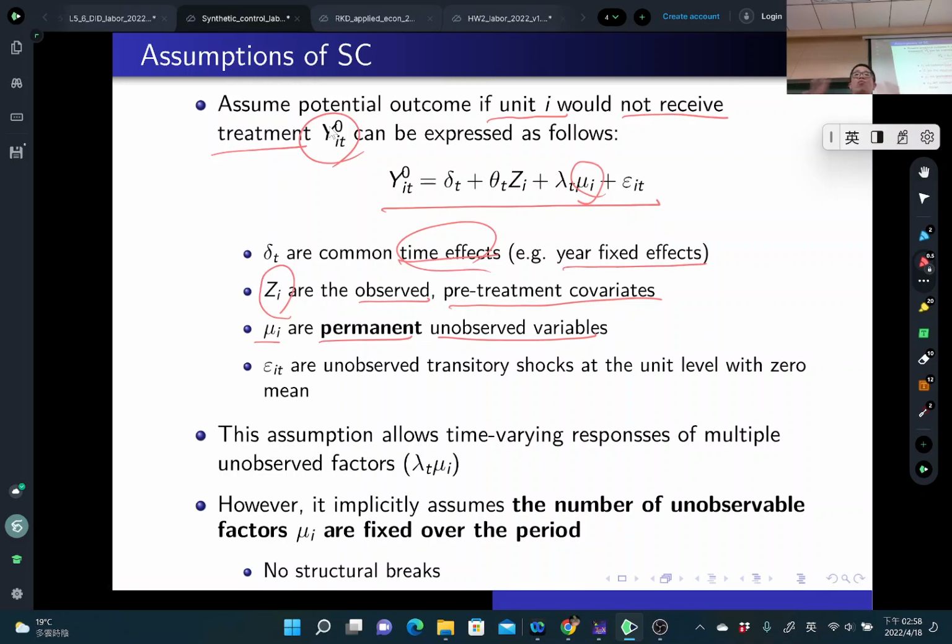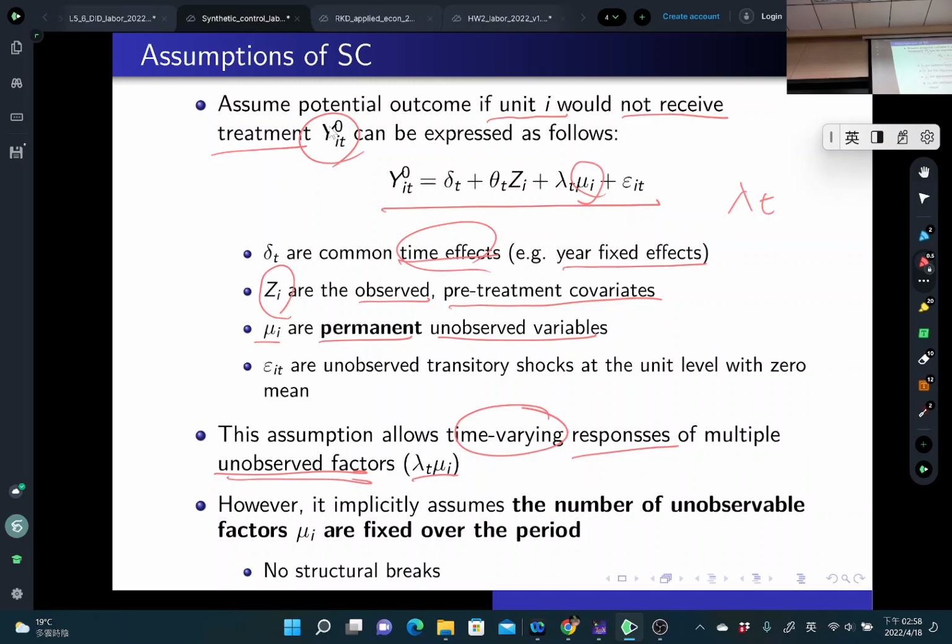Something unobserved, so we are not able to control it. And that's why we need to use synthetic control, because the method can deal with this. We also allow this unobserved factor to have a time-varying effect, delta t. So mu i's effect is time varying. That means it will change over time. So synthetic control allows this time-varying response of the unobserved factors.